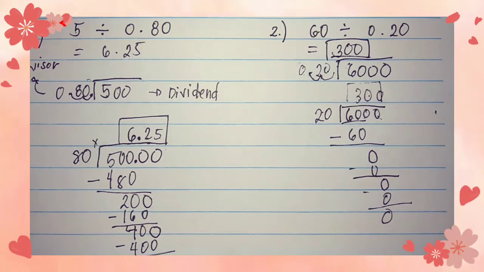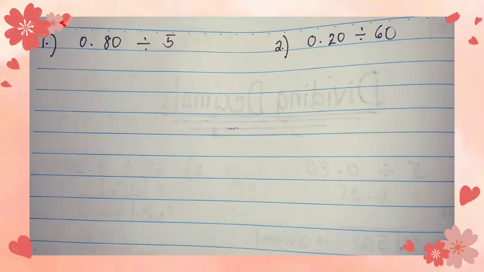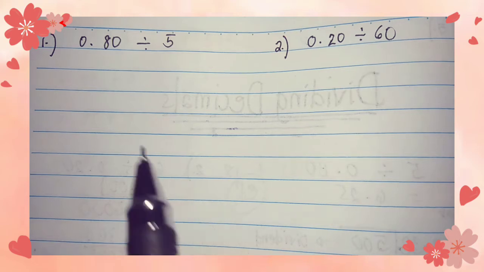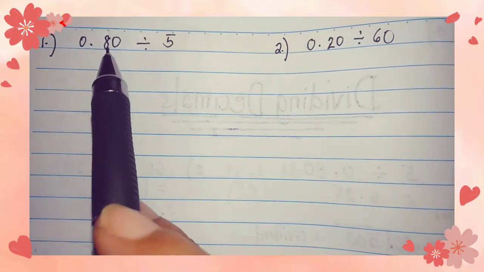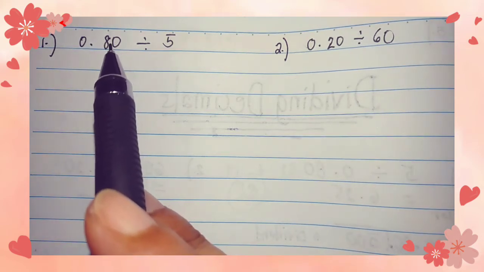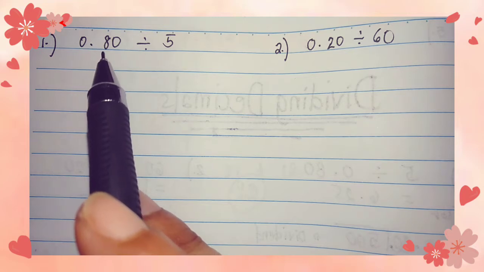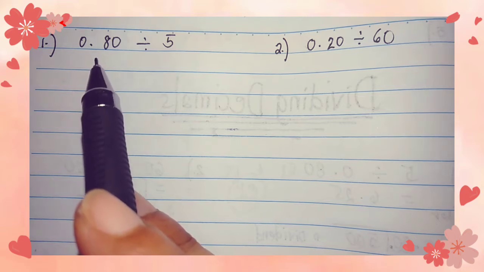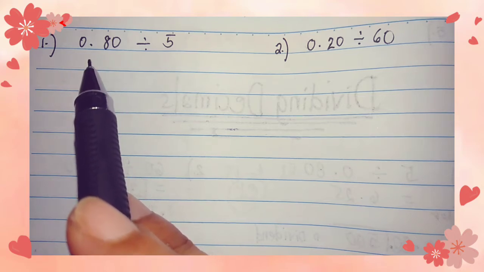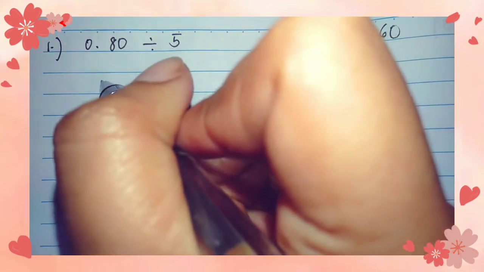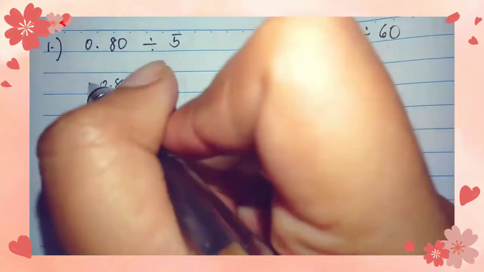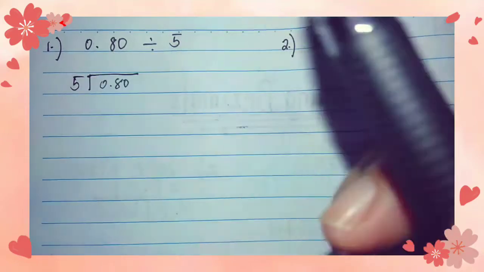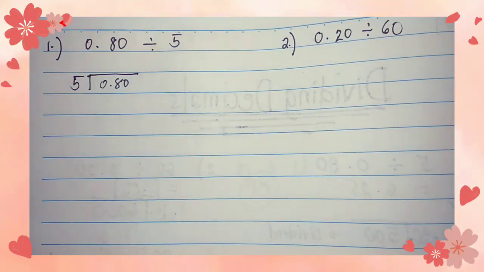So, ganun lang kasimple. Next is the division of decimals to whole numbers. Alright? So, for example number 1, we have 0.80 divided by 5. Kung napapansin nyo, pinagbaliktad lang natin yung example ko kanina sa dividing whole numbers to decimals. Ngayon naman, dividing decimals to whole numbers. So, ganun pa din yung given. Okay? We have 0.80 divided by 5. Okay, wag kayo malilito dun sa kanina, okay?